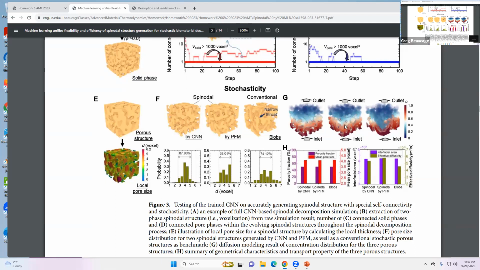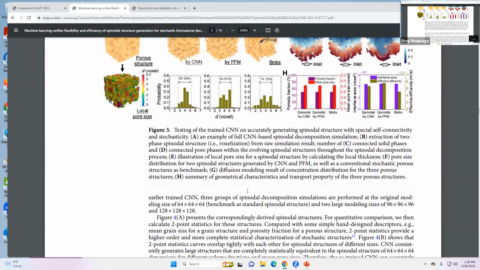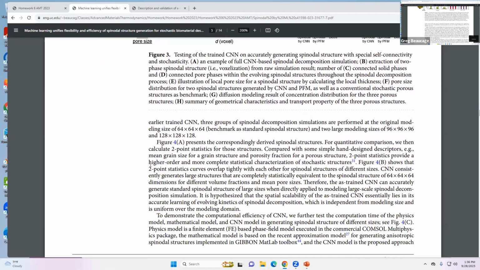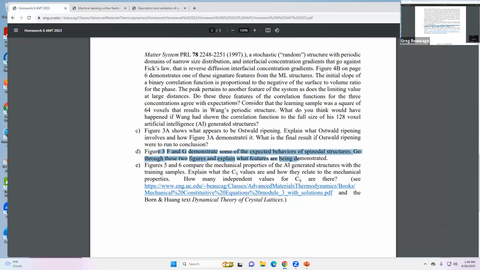And I guess the spinodal structure should be uniform. I didn't mention that, but it should be like a uniform structure. So this one isn't uniform. It's like a uniform structure, non-uniform. This is conventional, meaning some other computer simulation method. I don't remember what it is, but this is our phase field, whatever. And this is blobs. I don't know what blobs are. Anyway, I think it's just showing uniformity in G. You might have a different answer.